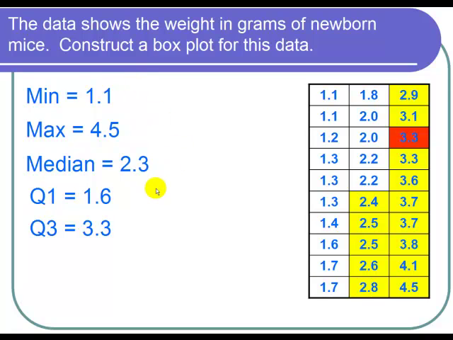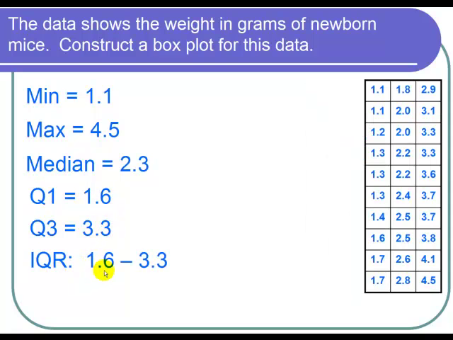Of interest is the interquartile range, which is the range from the first quartile to the third quartile, or 1.6 to 3.3. And that will define our box. So now let's start with the box plot. Since the min is 1.1 and max is 4.5, I'm going to scale this to contain numbers between 0 and 5, and that way we'll take care of all the numbers.